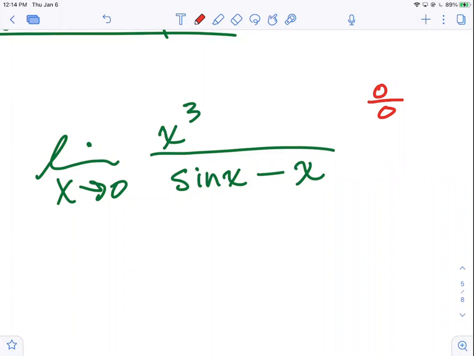Anyway, first, evaluating a limit. Got to start over. Plug in a zero, you get 0/0.